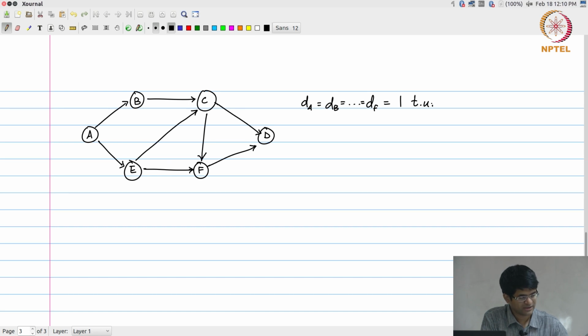So in this particular case, if I start looking for the critical path, what I will find is that there is one path over here which starts from A, goes to E, goes up to C, comes to F and then to D. And this path essentially has a length which is 5 time units.